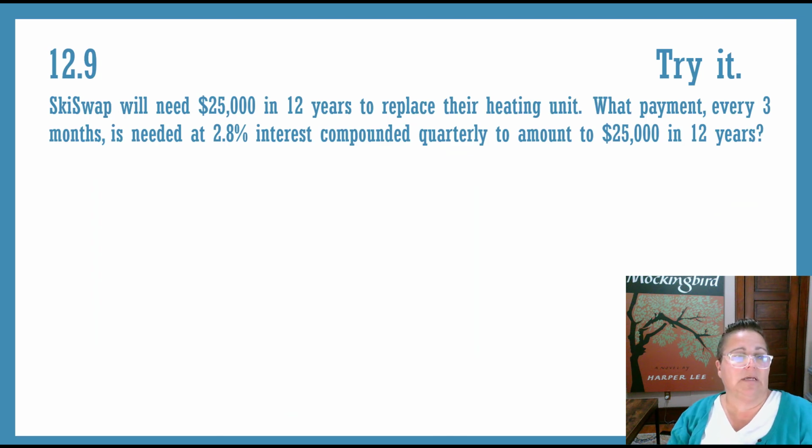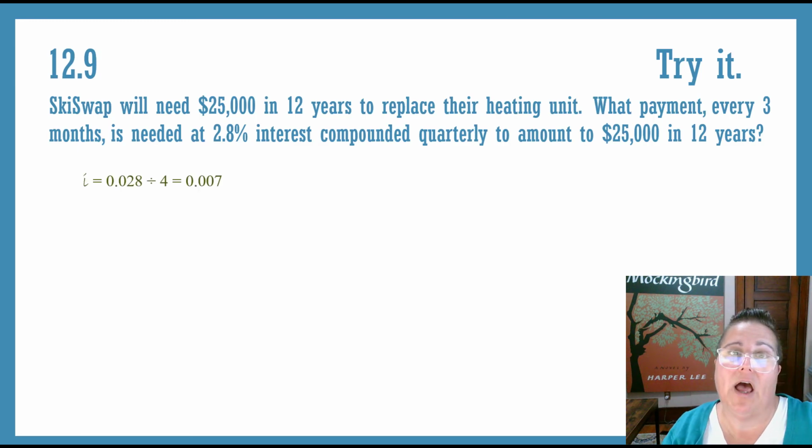Here's a sample. Ski Swap will need $25,000 in 12 years in order to replace their heating unit. What payment every 3 months is needed if they get 2.8% interest compounded quarterly in order to amount to that $25,000 in 12 years? So we've got an interest rate. We know it's compounded quarterly. We know their payments are going to be every 3 months. That's also quarterly.